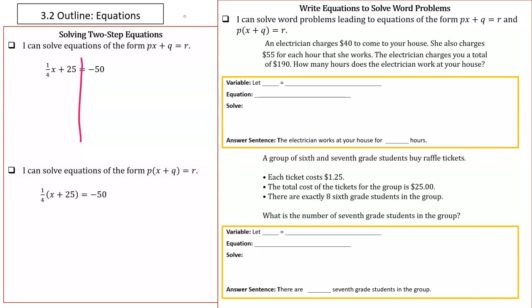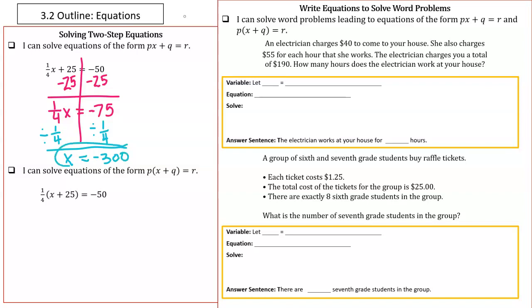Then I am going to undo my addition by doing minus 25 on the left and the same thing on the right. That will leave me with 1/4 x on the left, and negative 50 minus 25 gives me negative 75 on the right. My next step that I have to undo is multiplying by 1/4. So I will divide by 1/4 on both sides, and that will leave me with an answer of x equals negative 300.